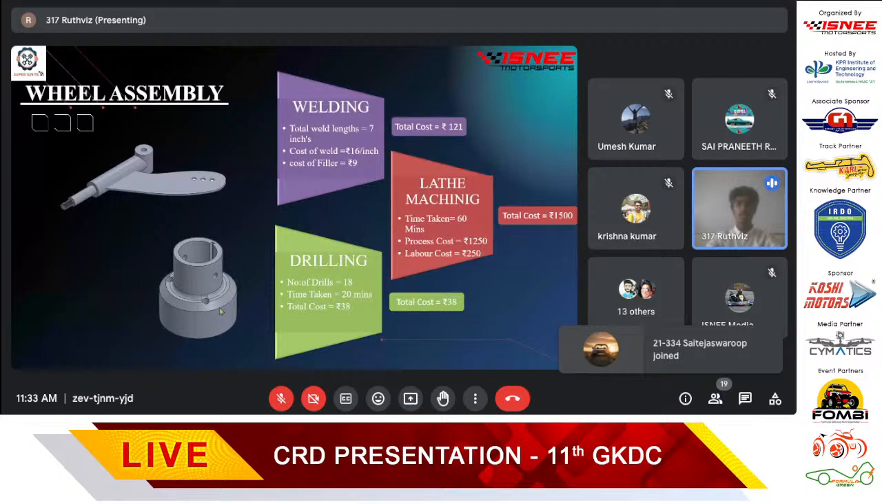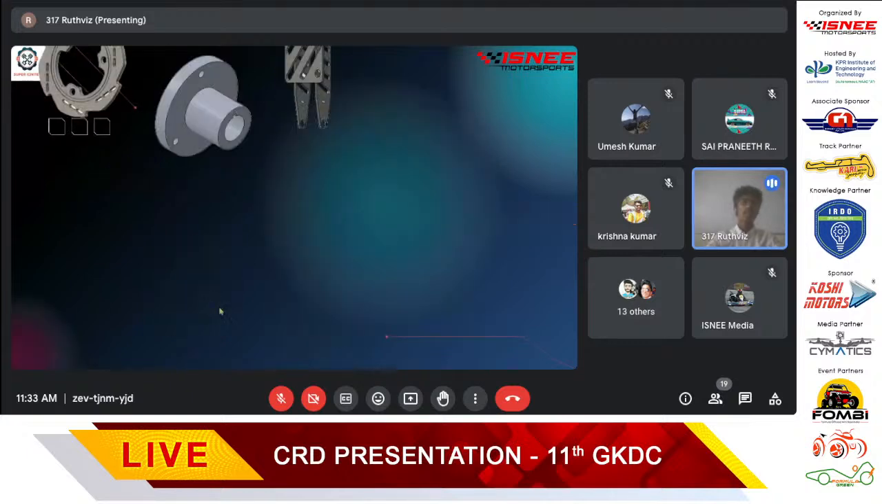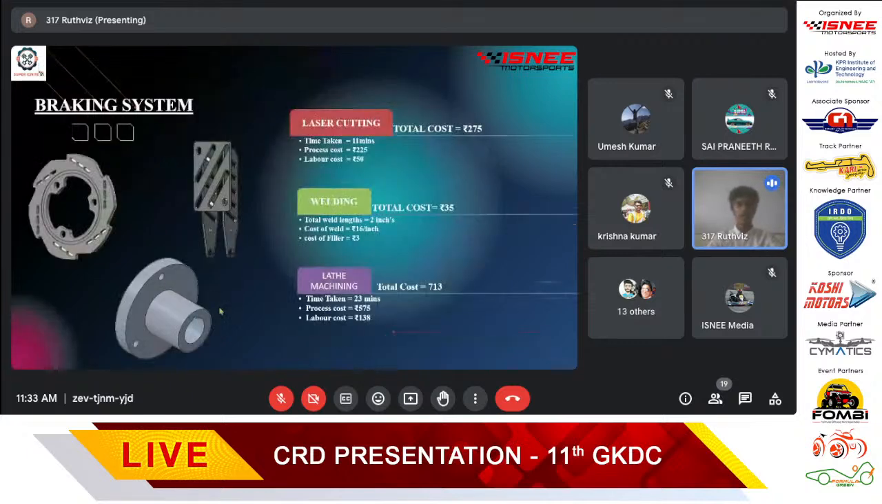Coming to the drilling, we have a total of 18 drills. The time taken for this drilling is 20 minutes. We have used different drill bits according to the size needed. The total cost of this drilling is 38 rupees. Next, my colleague Praneeth will continue this session.